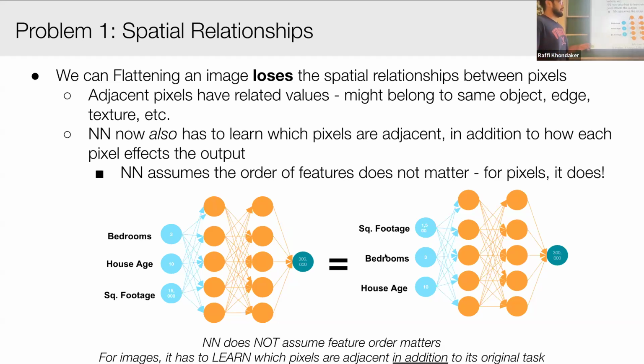That isn't to say that a neural network assumes the inputs are independent, right? Because obviously, the more bedrooms you have, the square footage will increase, right? So those variables are related. That's just to say that the ordering of the features does not matter. The neural network does not care at all, right?